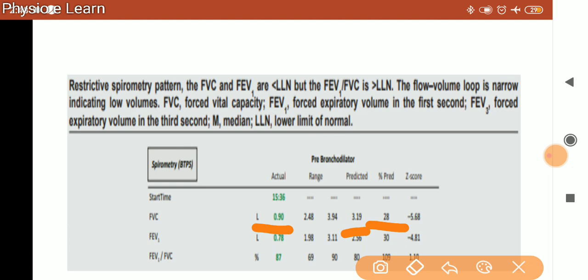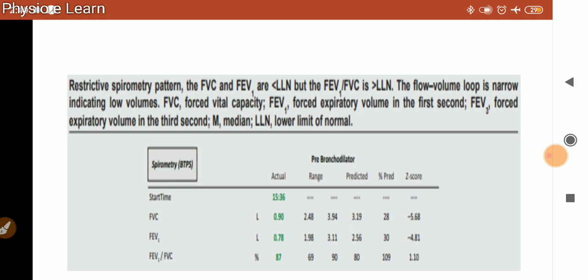FEV1 is also reduced. But if you see, FEV1 by FVC ratio is preserved. So this is again, as we have discussed, the hallmark for restrictive condition: reduction in FVC, reduction in FEV1 and preserved FEV1 by FVC ratio.